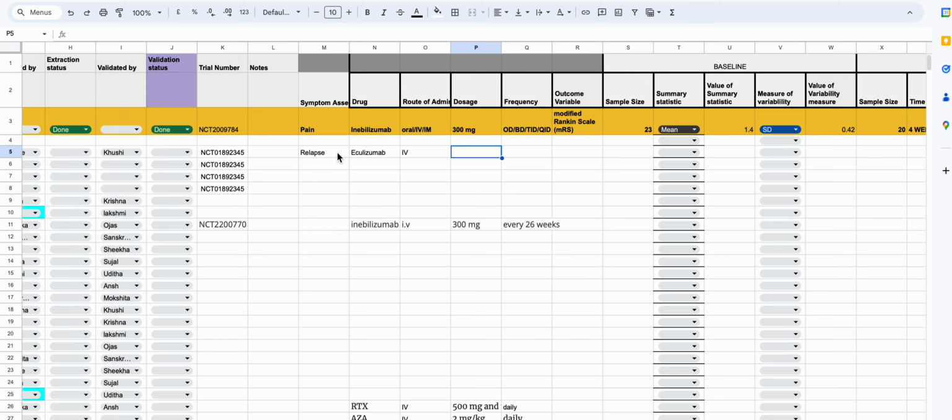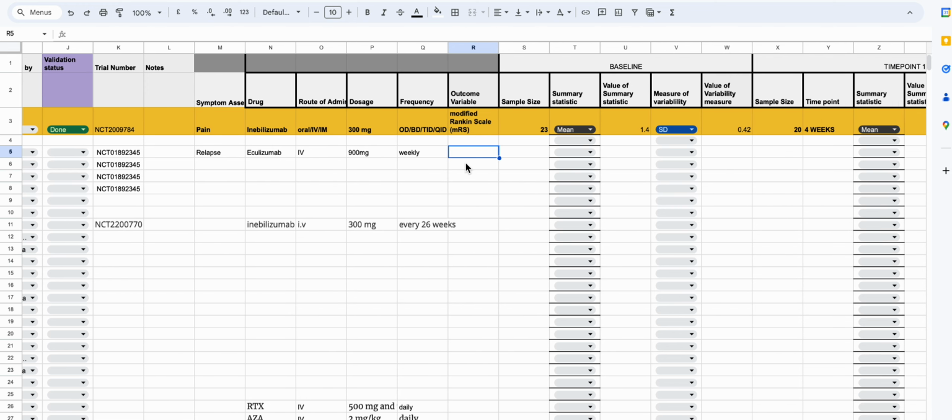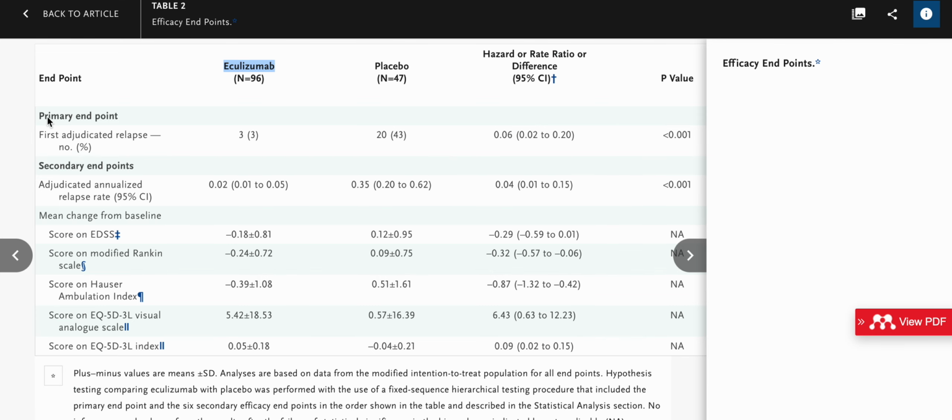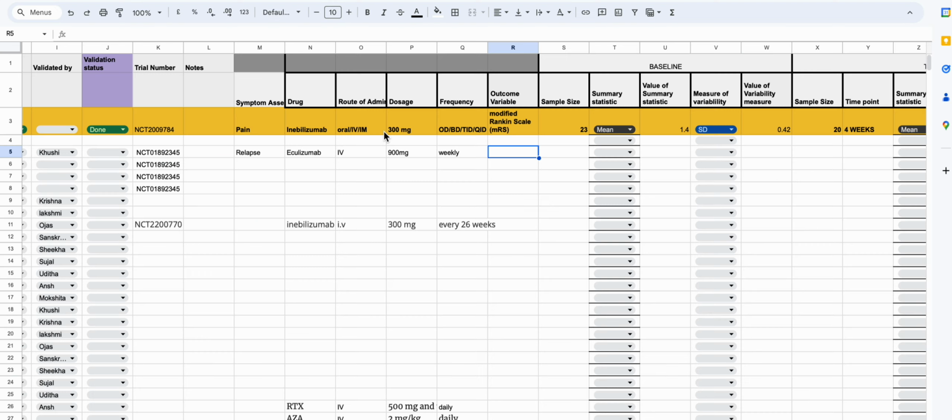So for example, for the first time we are seeing the relapse, we are seeing eculizumab IV, and the dosage is for example 900 milligrams, right? I have written this, and the frequency is weekly, right? So I would write here weekly. And then what is the outcome variable? So the first outcome variable over here was first adjudicated relapse. So over here I would write first adjudicated relapse.